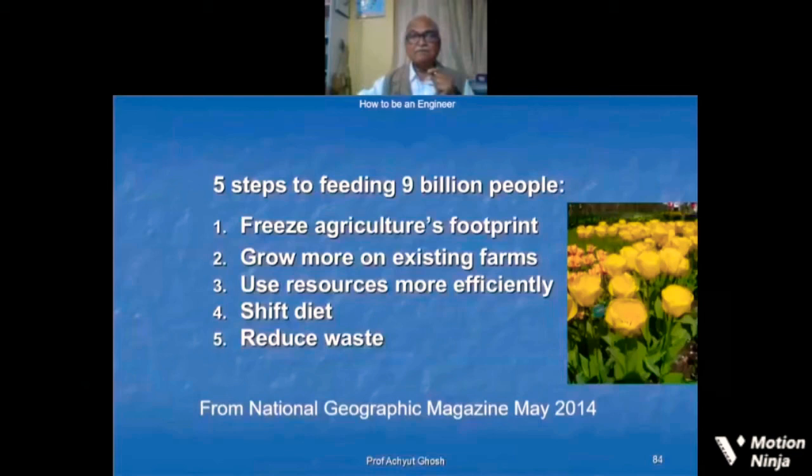Five steps for feeding 9 billion people. Freeze agricultural footprint. Grow on existing farms. Use resources more efficiently. Shift diets. Change it.